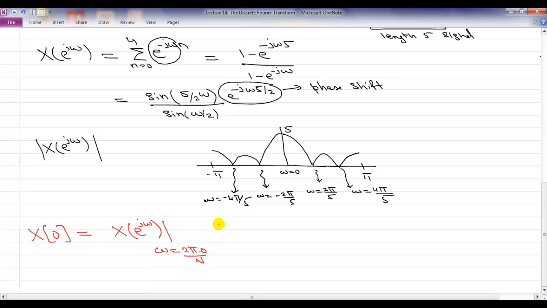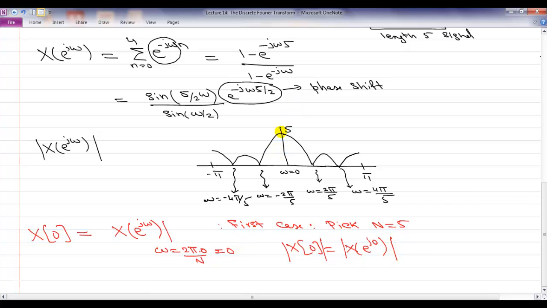So the first case, we say pick capital N equal to 5, the same as the length of the signal. Of course the X0 doesn't matter, but I just want to fix that at the start. So we get this is equal to 0. So X of 0 is equal to X of e to the j0. And so the absolute value of X of 0 is also the absolute value of X of e to the j0.